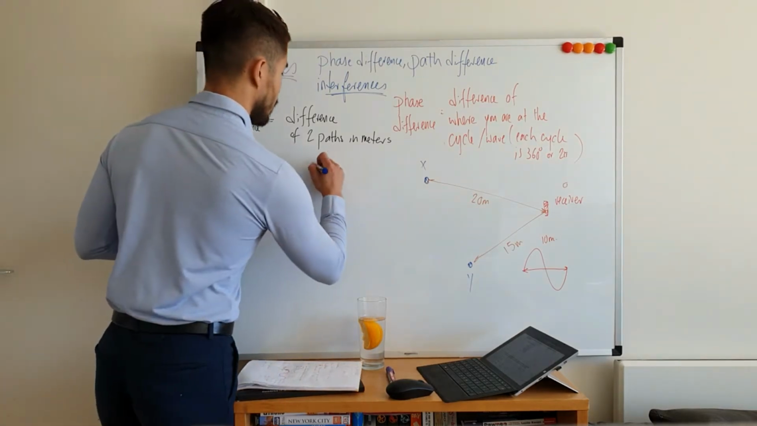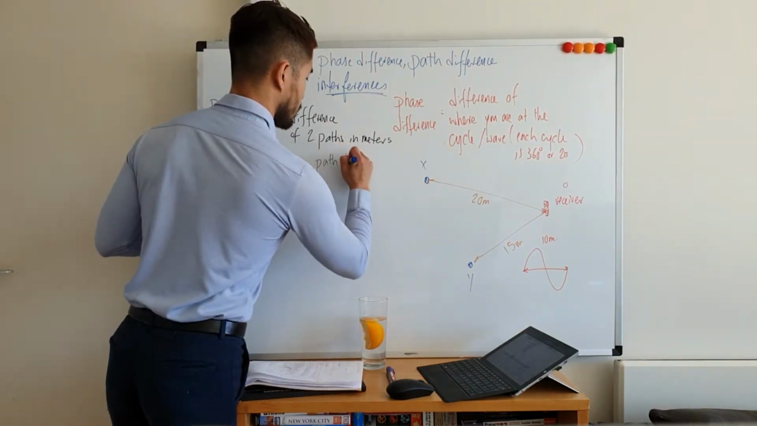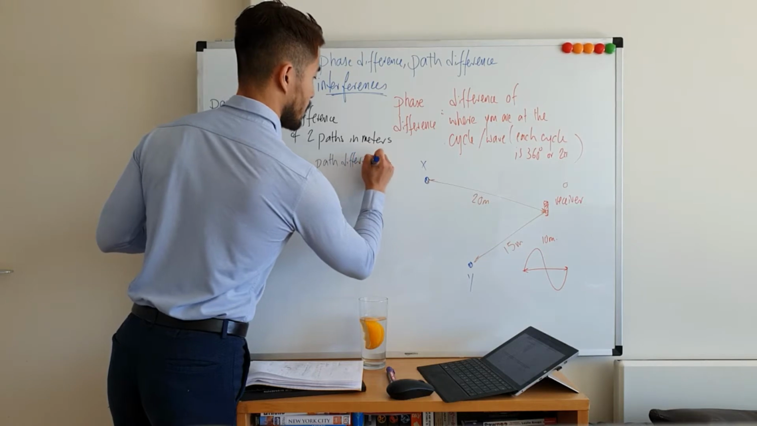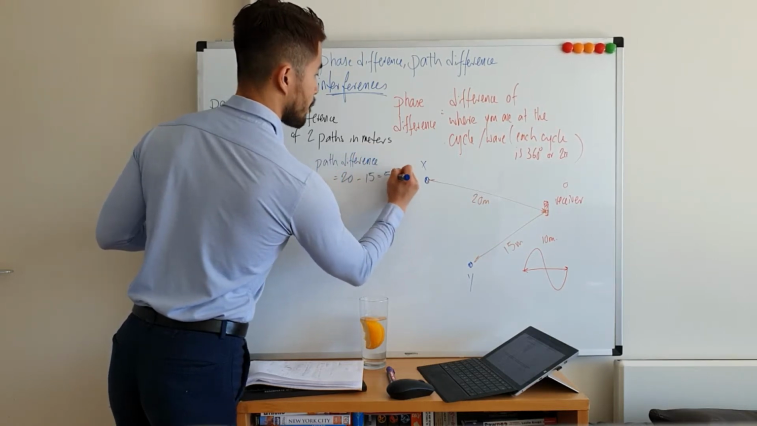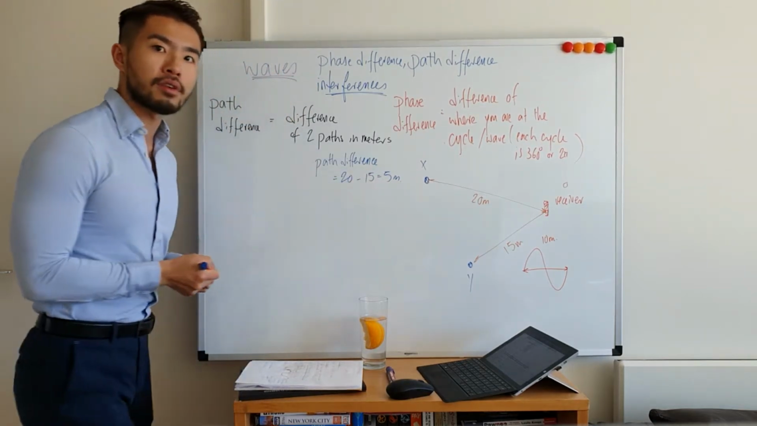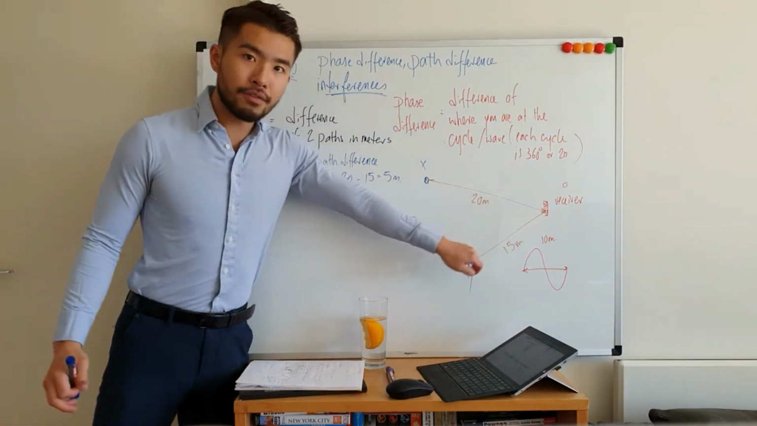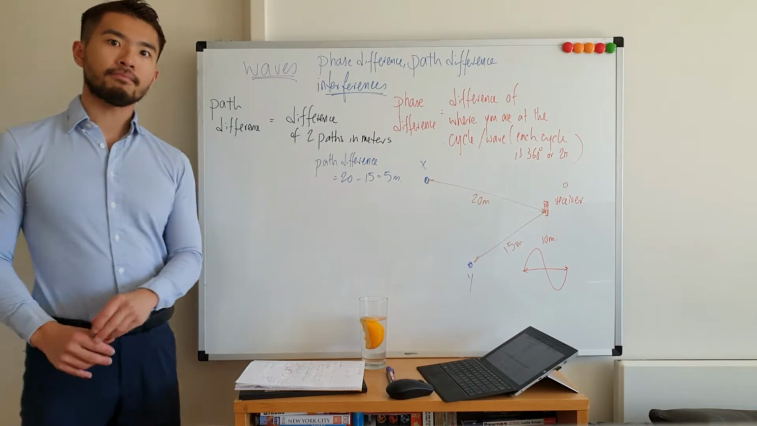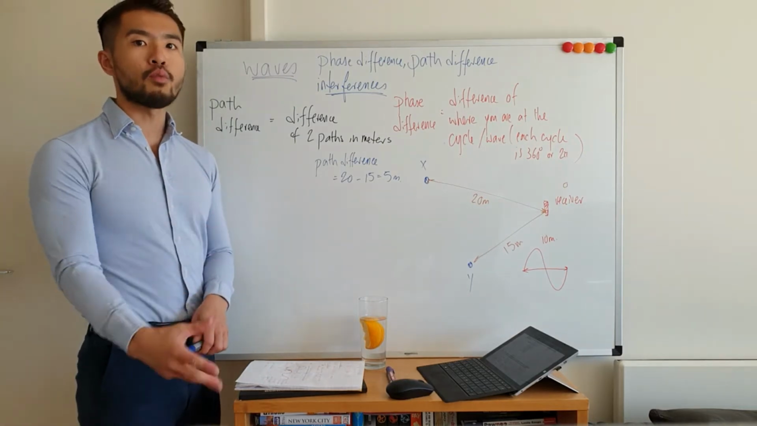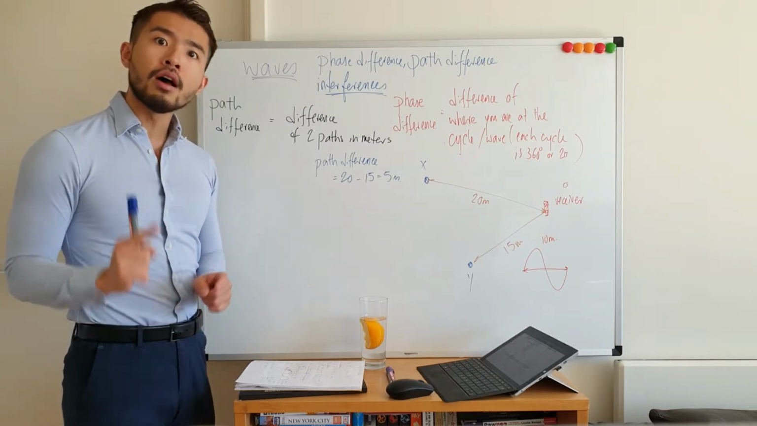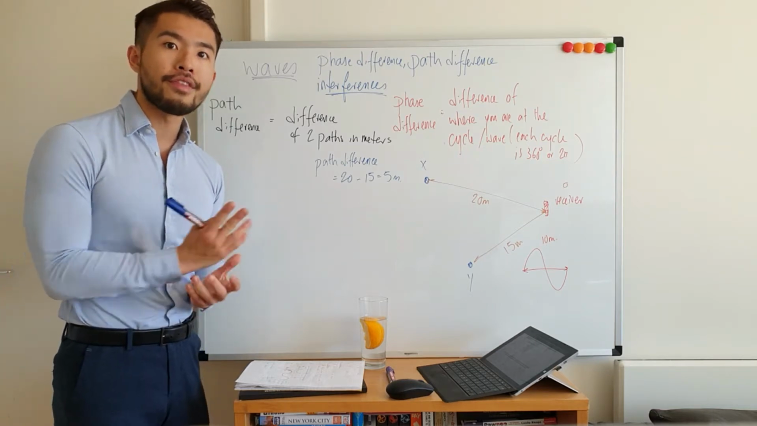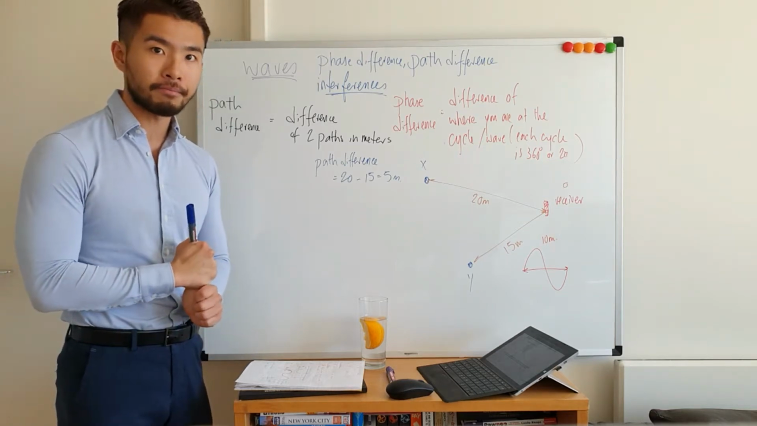So path difference will be 20 meters minus 15 meters, which is 5 meters. It's the difference between the paths. Okay, so this is what we call path difference. It's the distance between the two paths that the wave has taken.